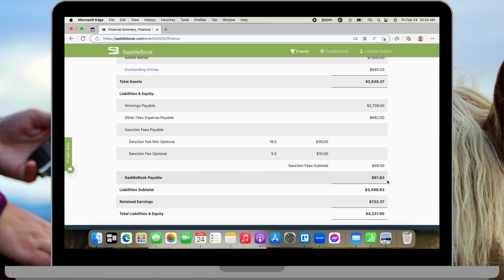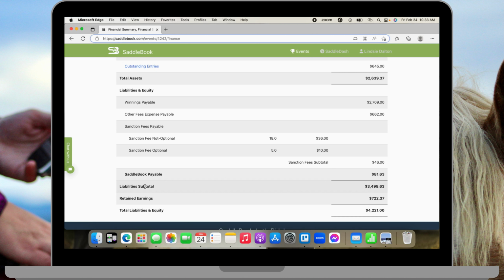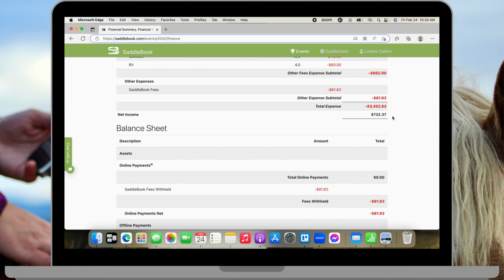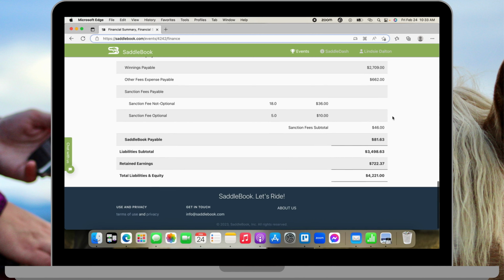And our saddle book payable, that is our saddle book fee, is $81.63. To our liabilities subtotal, which is $3,498.63. Our retained earnings, which is the same as our net income, is $722.37. And you can see that same amount right here on your net income, making our total liabilities and equity $4,221.